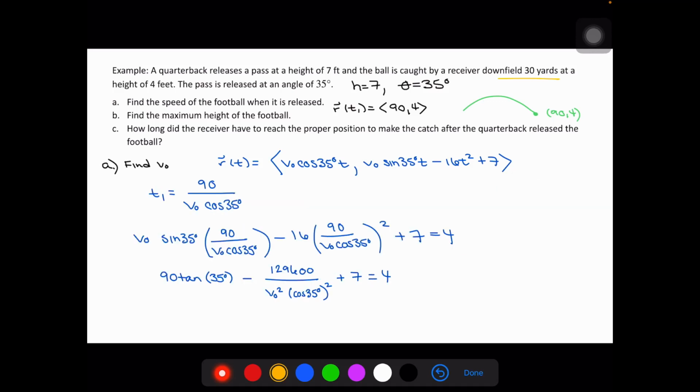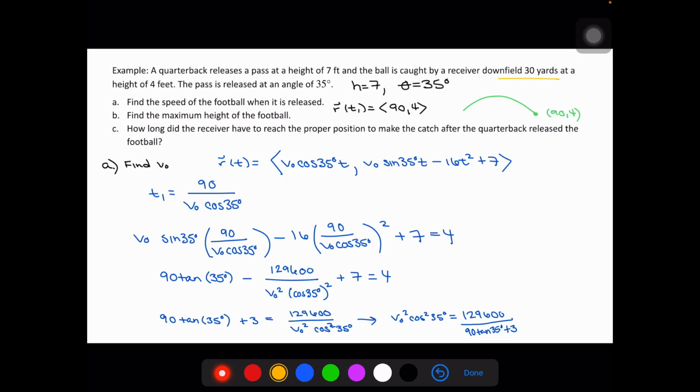All right, so I just moved this over to give myself a little bit more room. In the first term, we can actually cancel those v naughts out, and we're left with 90, and then we've got a sine over cosine. So might as well just write that as 90 tangent 35. And then for the second term, I did 16 times 90 squared. That's where that 129,600 comes from, over v naught squared cosine 35 squared, plus 7 equals 4.